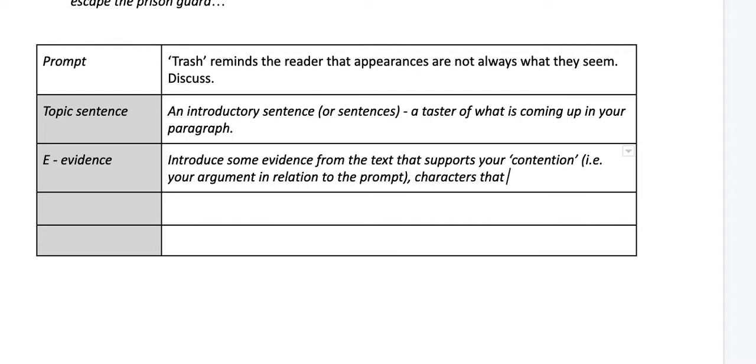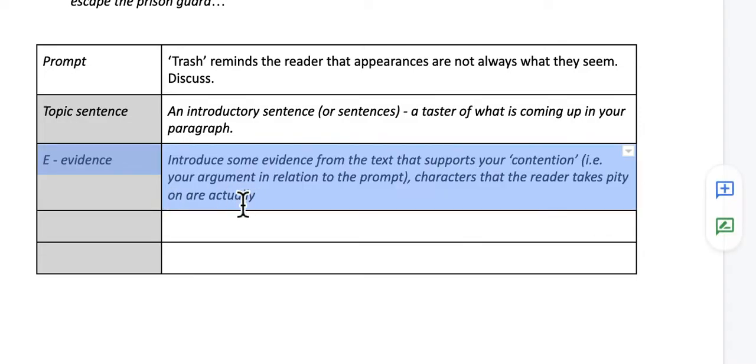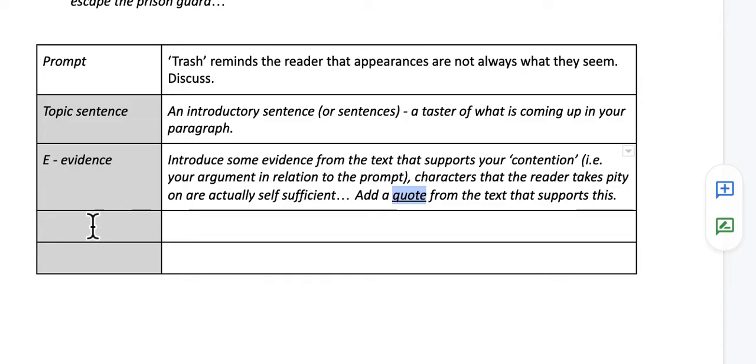Characters that the reader takes pity on are actually self-sufficient, should we say? Blah blah blah. And then you are going to have to add a quote from the text that supports this. Yeah, that's your evidence. And we did our quotes workshop a couple of weeks ago.